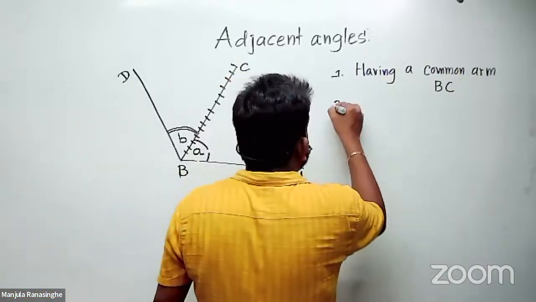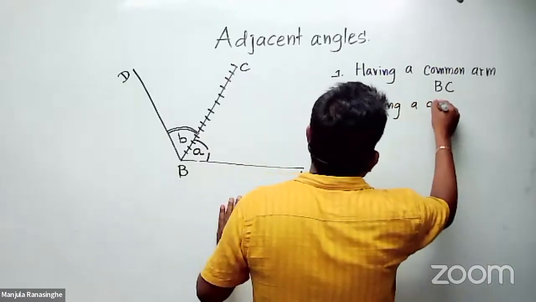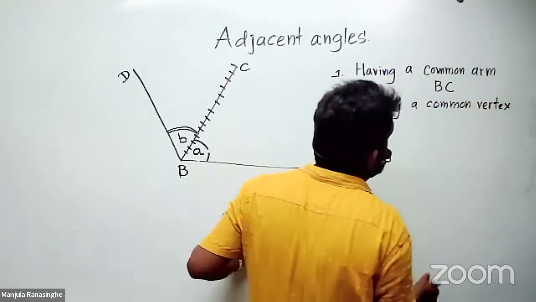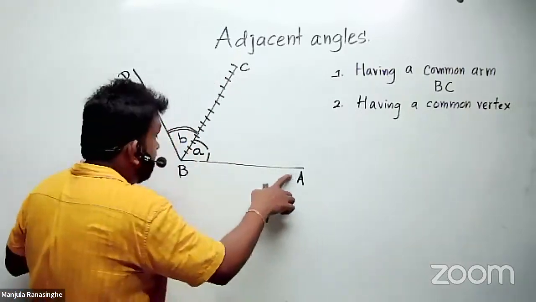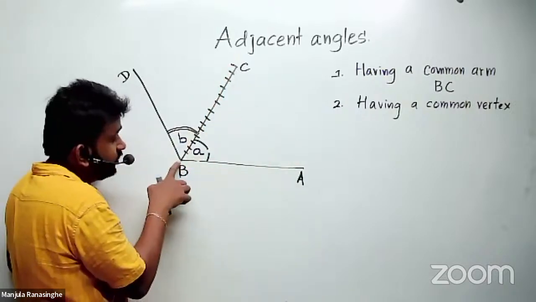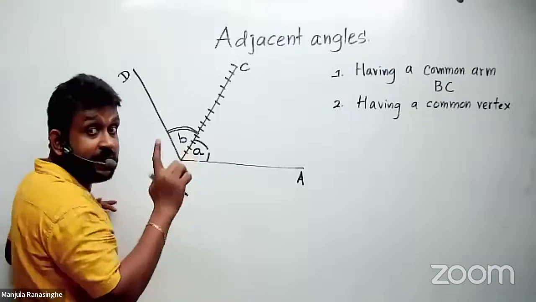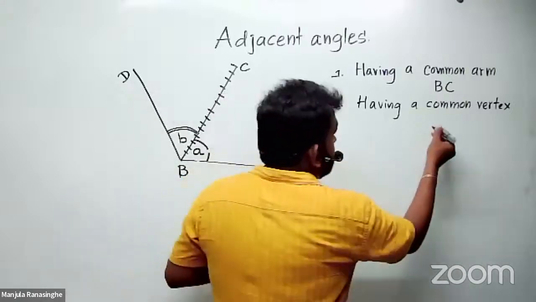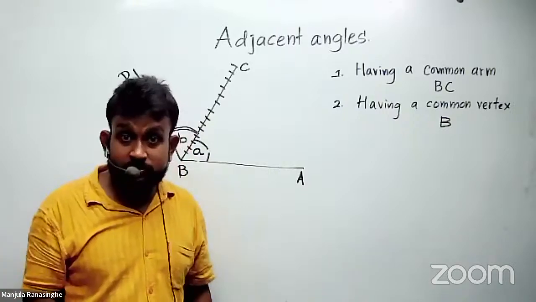So the second condition, right? Having a common vertex. Both angles should have a common vertex, son. Right? See there, in angle ABC, what is the common vertex here? B. What is the vertex of angle CBD also? B. So angles A and B have a common vertex. So the second requirement is having a common vertex. Yes, we have a common vertex. What is that? B. So these two requirements are satisfied.